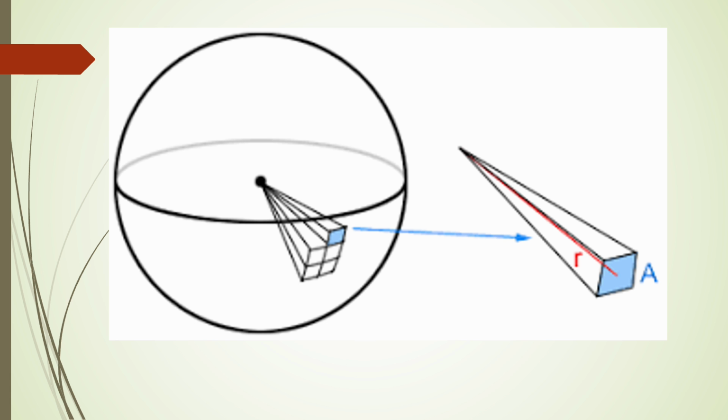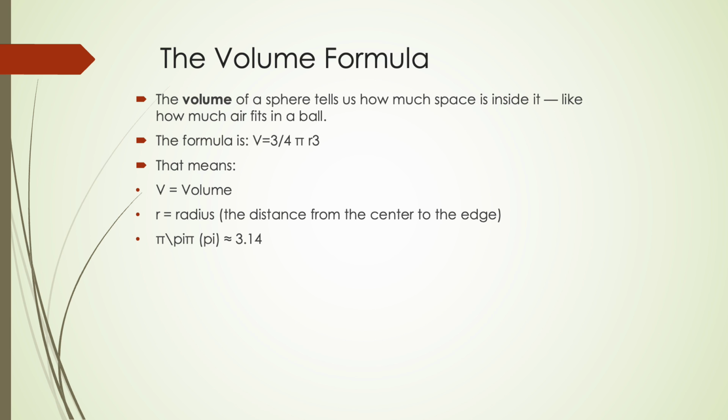Now, this is a better image, but you could see these perfect pyramids. And we are aligning them here at the center. And when all of this area is full, we will be able to find how much or the volume of the sphere. Now, the volume tells us how much space is inside of it.